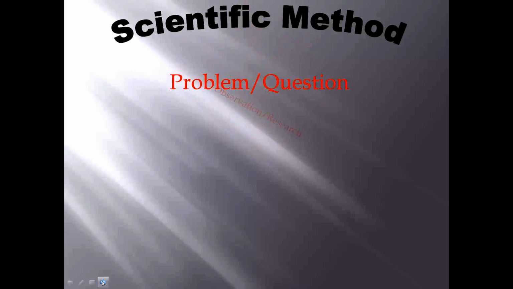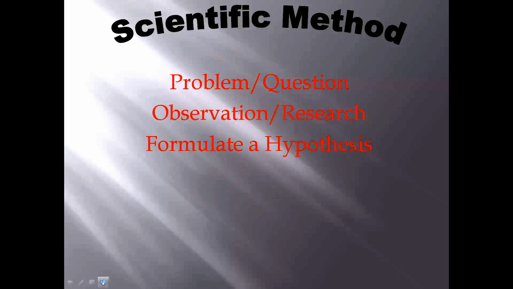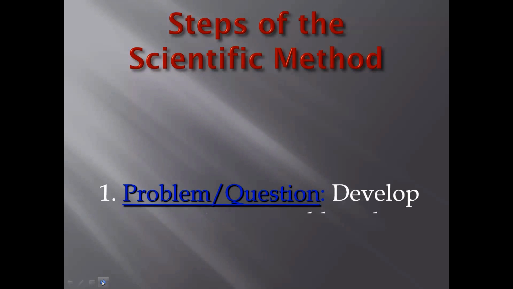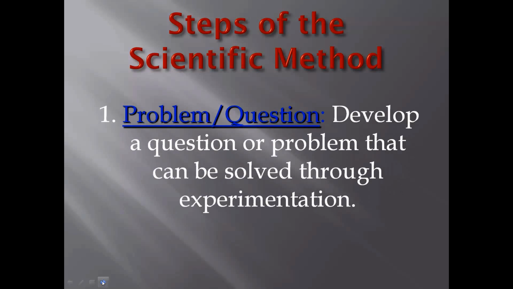First one is the problem or the question. Then we're looking at observation and research, formulate a hypothesis or an educated guess, experiment, collect and analyze the results, form a conclusion, and then we need to communicate the results. The problem or question could be the hardest part sometimes of the scientific method, to come up with a good question that can be solved through experimentation. And so that is the first step we need to look at.